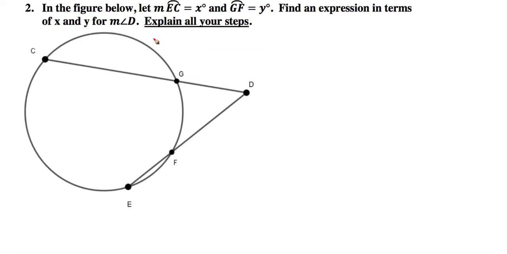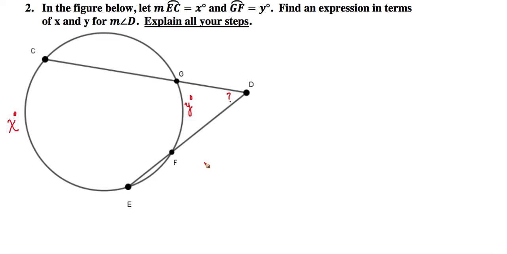So here, let the measure of arc EC be x degrees. So this arc here is x degrees. And the measure of arc GF be y degrees. Find an expression in terms of x and y for the measure of angle D. So we want to know what's the measure of angle D in terms of x and y. And once we find that expression, that will hopefully help us figure out what theorem this problem is referring to or setting us up for.